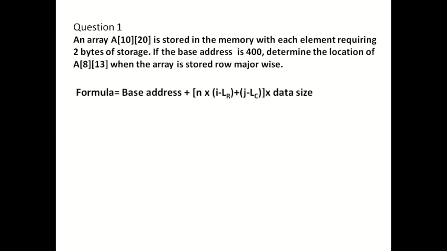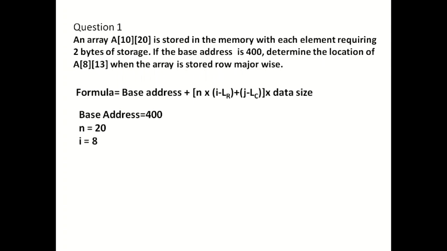Now here the base address is 400, which is given in the question. The value of n is 20. Why is the value of n 20? Because it is row major wise. In the case of row major wise, we have to find out the number of columns. So here the number of columns is 20.